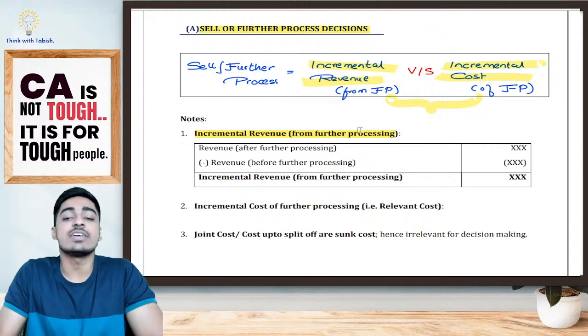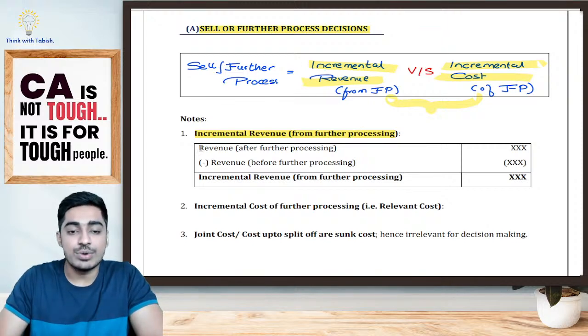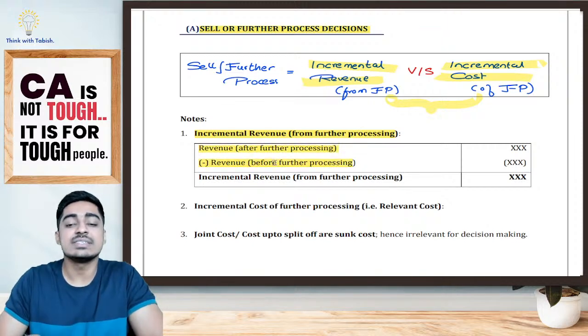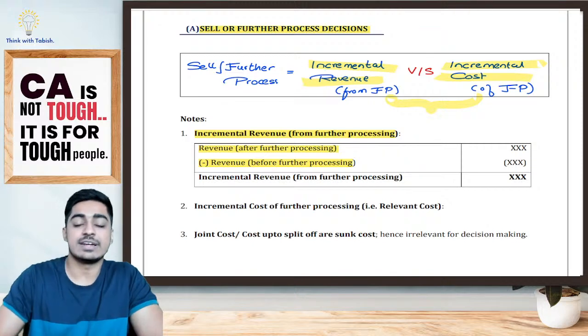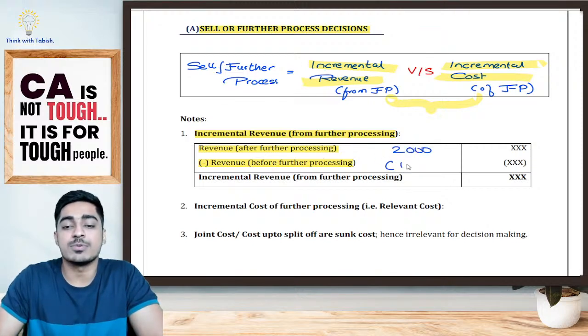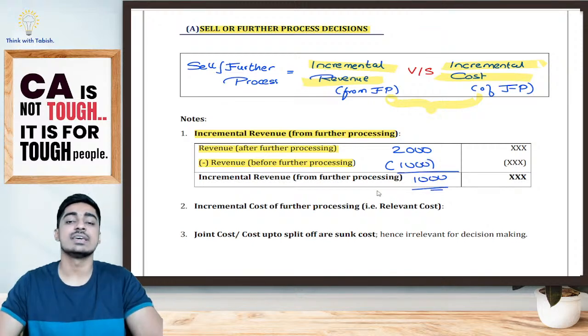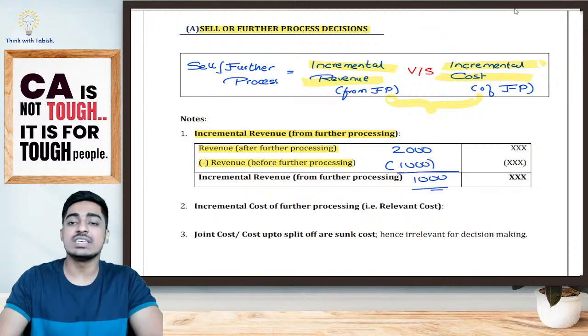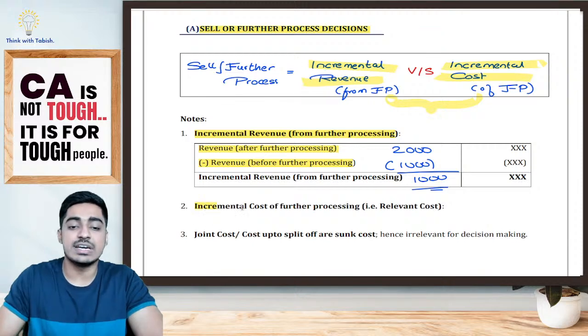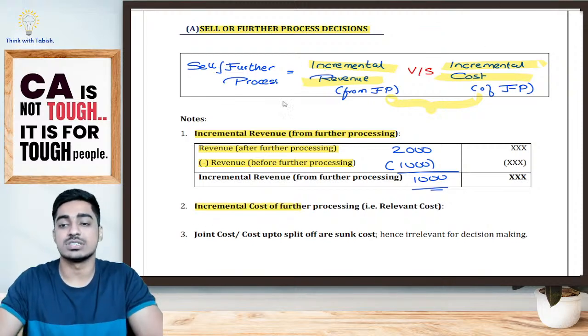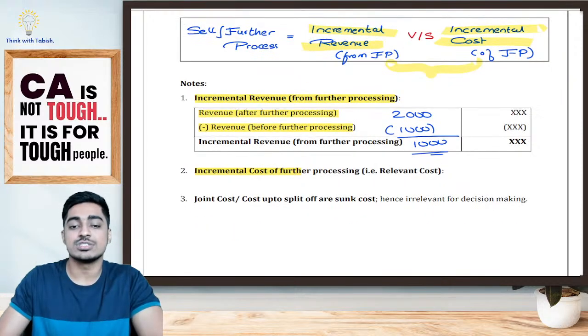How do we get incremental revenue from further processing? How much extra revenue are we getting? It is revenue after further processing minus revenue before further processing. After further processing, we are getting 2,000 rupees. Before further processing, we were getting 1,000 rupees. So extra revenue we are getting is 1,000 rupees. And what is the incremental cost? Incremental cost, relevant cost. What all do we have in relevant cost, students?